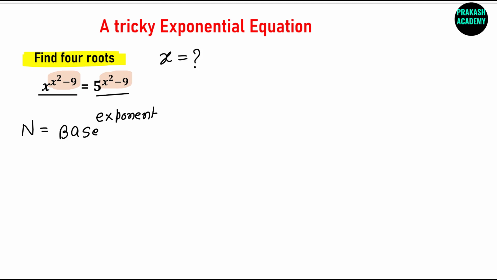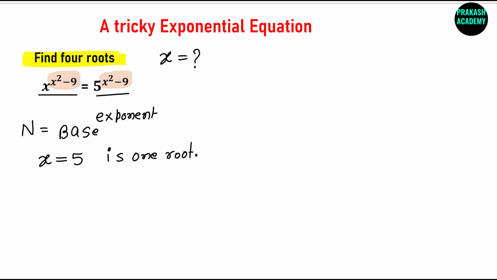This means one possibility is x is equal to 5. In that case the base will be equal and this equation will be satisfied. So this means x is equal to 5 is one root. Now what can be the other root?